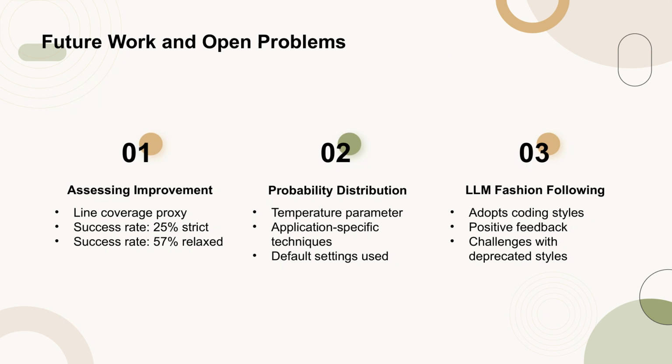The future work in this area focuses on three main open problems. Firstly, assessing improvement in automated test generation. While line coverage is currently used as a proxy, it has limitations. In experimental conditions, the success rate is 25% under strict criteria and 57% when relaxed. Future research will explore other criteria, such as mutation coverage, which has shown better performance but is computationally demanding. Secondly, the resolution of probability distributions from language models. These models produce conditional probability distributions that are typically resolved using search algorithms with a temperature parameter. More research is needed to develop application-specific techniques for this transformation.